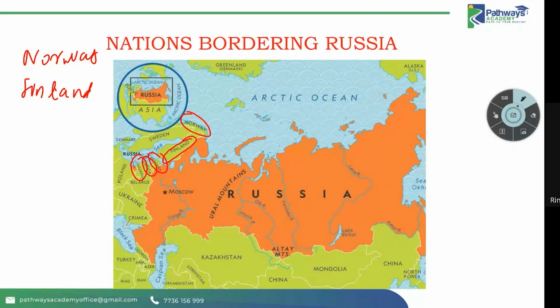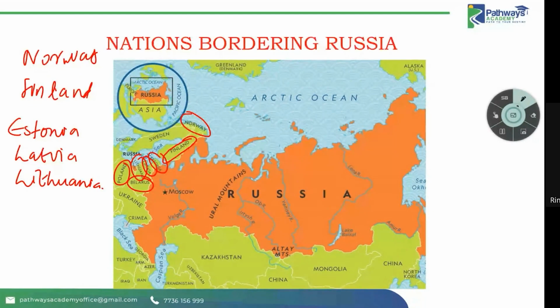Sweden is not bordering with Russia. Please note it down. Sweden is not bordering with Russia. Then three nations: Estonia, Latvia, and Lithuania. Then you can see Belarus here, Belarus and Poland.